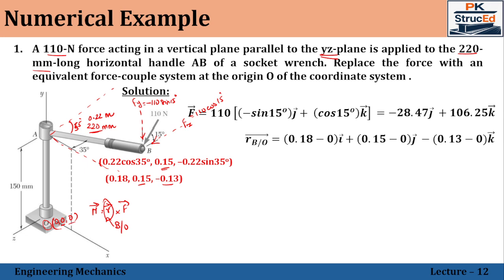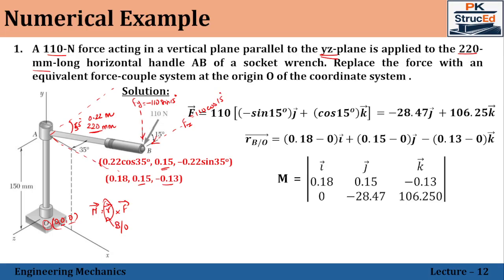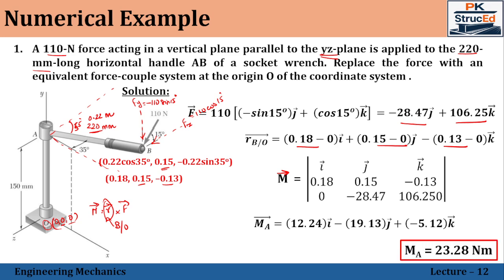So now the r vector is known as well as the f vector has been calculated. Now we can put that m vector. M vector will be equal to the determinant of i j k, 0.18, 0.15, minus 0.13. That is the displacement vector. Regarding the force vector, there is no i component, that will be 0. So minus 28.47 and 106.25 with respect to y and z axis. So solving this determinant, you will get the moment vector. And taking the modulus, you will get the magnitude of the moment vector. That is what has been asked.